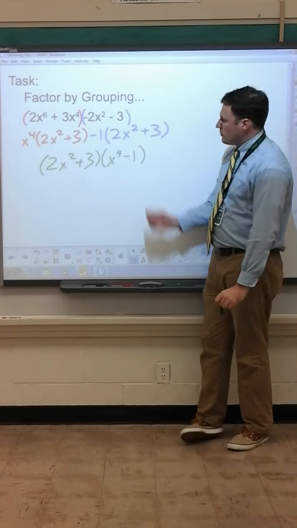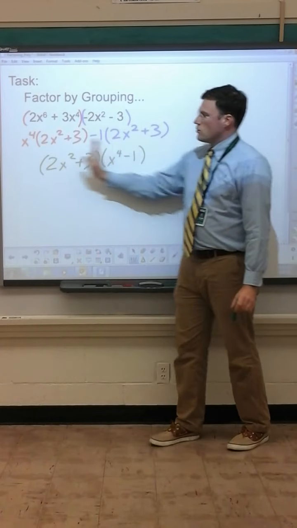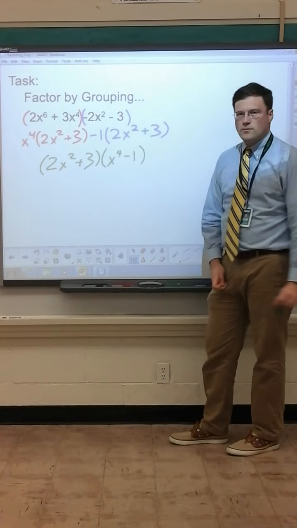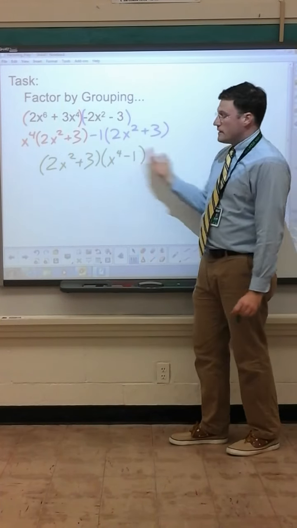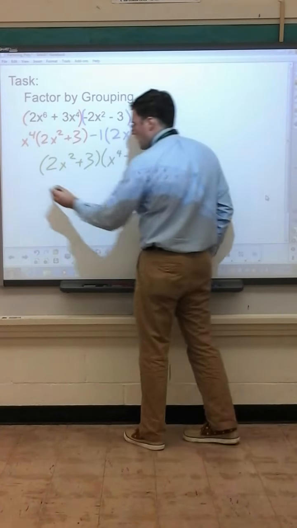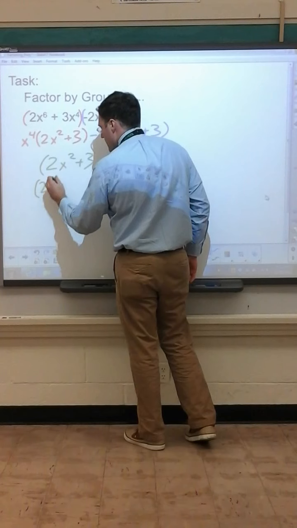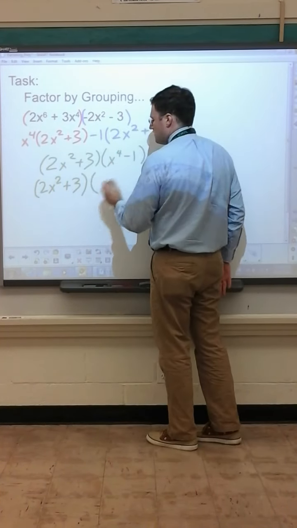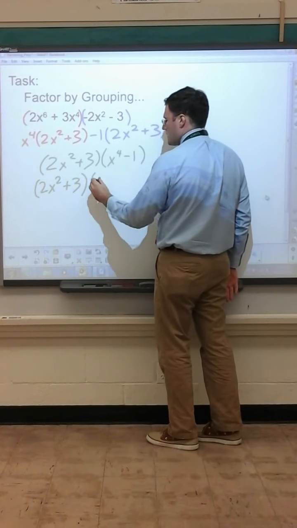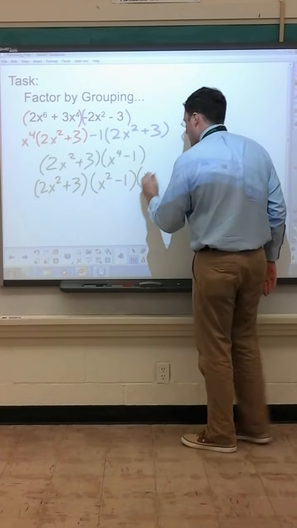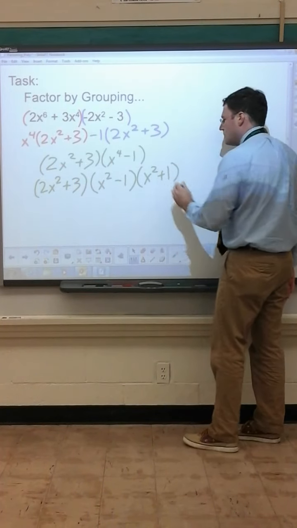Now, we're not completely done. We're done with the grouping part of this, but we can actually factor this little part right here. This is a difference of perfect squares, which we've talked about in class. So let's keep going. We're going to have this 2x squared plus 3. This will factor as a difference of perfect squares, so it'll be x squared minus 1, x squared plus 1.